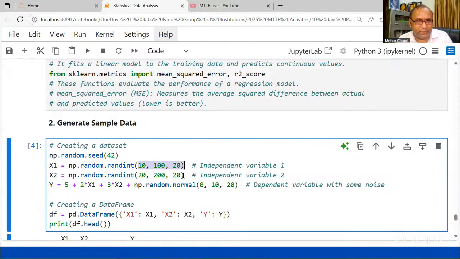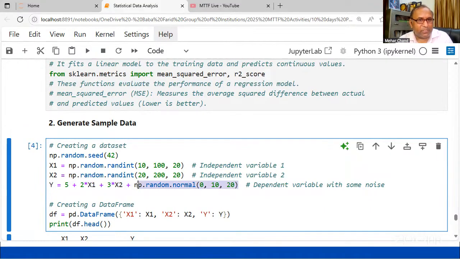Similarly, 10 to 100 and 20 points are there. Then we have 20 to 200, 20 points are there. Two variables are there, x1 and x2. So here this is the y. You can see y depends upon this curve: 5 plus 2 times x1 plus 3 x2 plus np.random.normal, and this is the error. This is the dependent variable with some noise. Some noise means error. This is the error term.